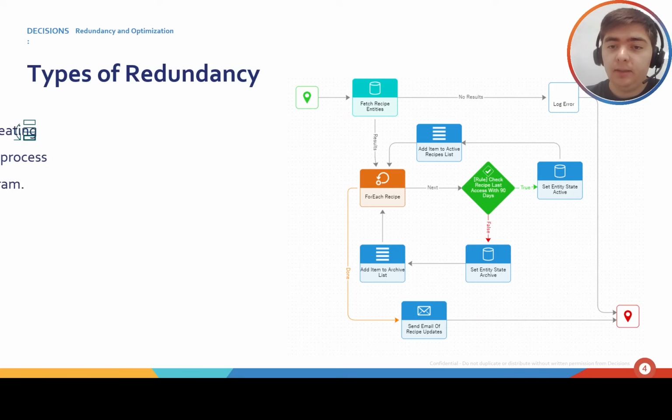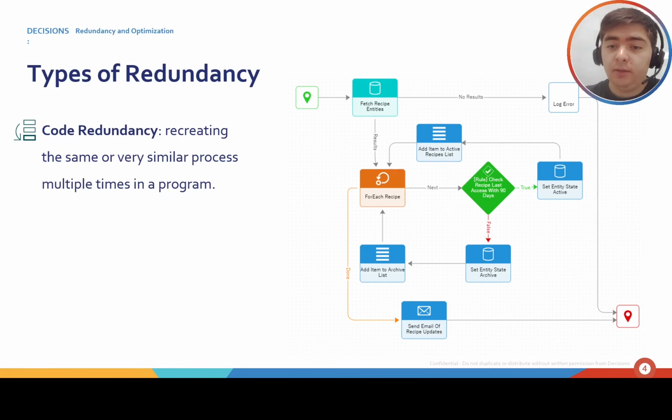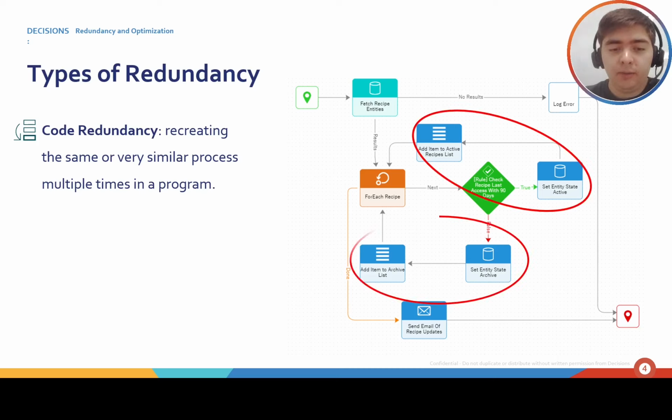The first kind is a code redundancy. This occurs when you are recreating the same or very similar process multiple times within a program, or in our case, our flow. So in this particular image, you can see that we are fetching recipes. We are then going to loop through each recipe and then determine the last access date. If the last access date is within 90 days, then we set the entity state to active and then add it to an active list. If it is not within 90 days, then we set it to an archive and then add it to an archive list.